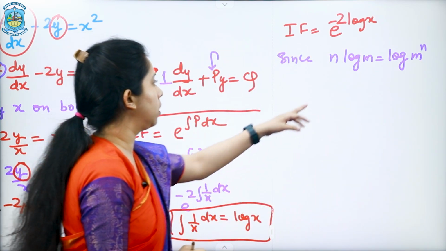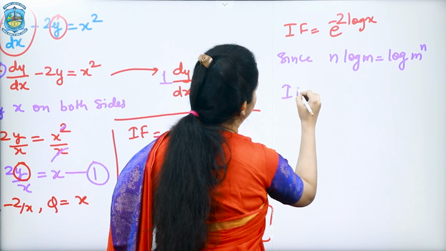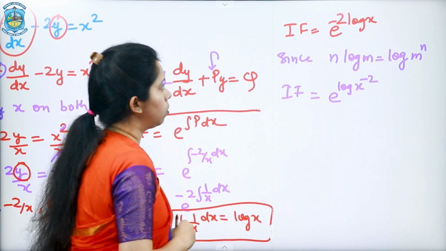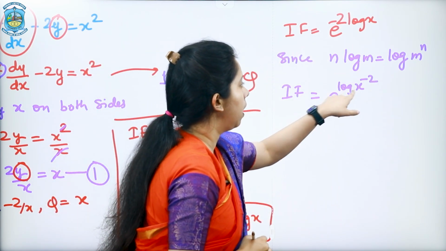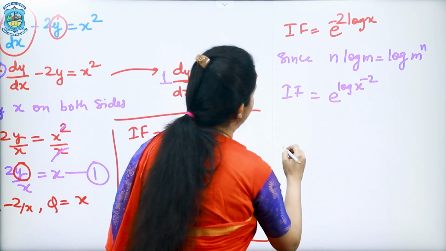So the coefficient of this log comes in the power of m. So if is equal to e raised to the power log x raised to the power minus 2. So, the coefficient of log x was minus 2 and it now becomes e raised to the power log x raised to the power minus 2.